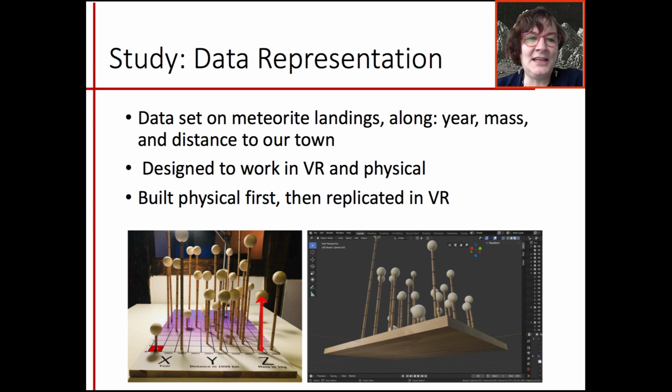The height of each of these poles is the mass, and we put the little balls on top to make it easier to see. We designed this to work both in VR and in the physical world. The physical version was done in wood. The virtual representation uses a 3D model and a HMD setup to present the data, and it was all done in Blender. To match the material appearance, we photographed sections of the board and used these as a texture that got mapped onto the 3D model. And we used a HTC Vive Pro head-mounted display then.